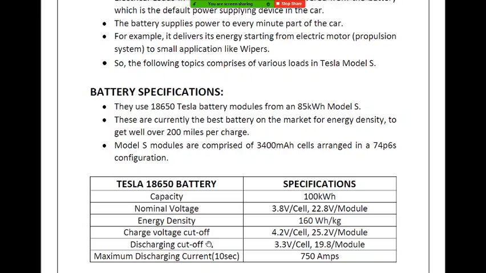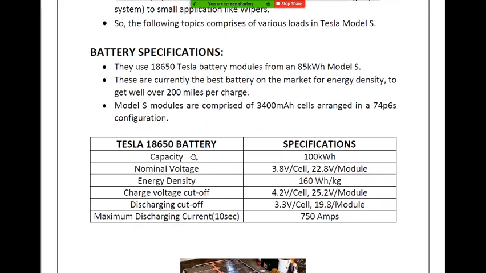And the same for discharging cutoff, it's the minimum voltage level, around 3.3 volts. It can go around 2.9 volts also. Basically we predict it as 2.9 volts per cell, but in the Tesla Model S it's around 3.3 volts and 19.8 per module. And the maximum discharge current for 10 seconds is around 750 amps. So these are the general battery specifications of the Tesla Model S.